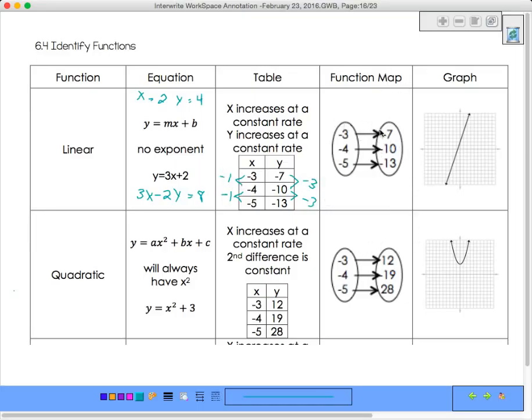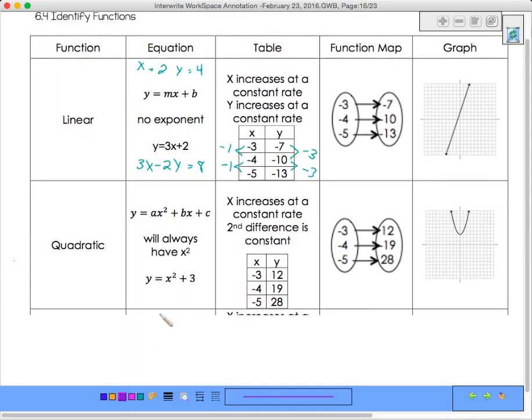Now, we can look at a function map the exact same way. If the lines are not going straight across, if they're all crazy, we can rewrite it as a table. This is really this exact table made into a map. Negative 3 goes with negative 7. Negative 4 goes to negative 10. Negative 5 goes to negative 13. So anytime you see this, just go ahead and write it as a table, and then do the exact same thing we did here. Check to see if the change in x and change in y is consistent. Okay, and then of course we talked about the graph is just a straight line for linear.